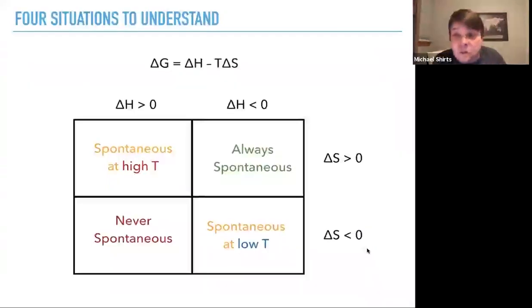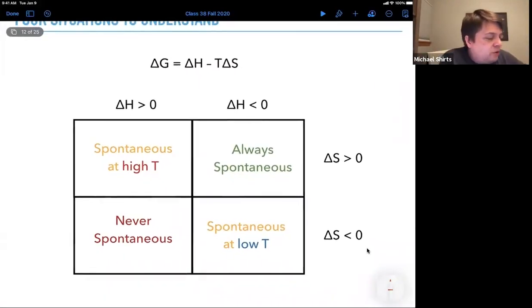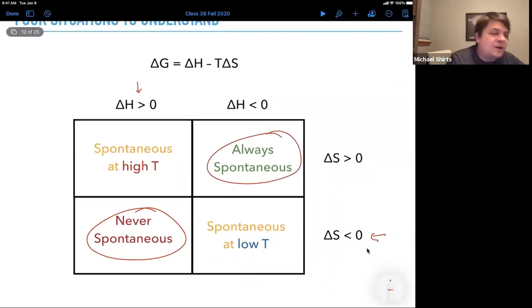Okay, so there are 4 possibilities to look at. So let's go through the squares. If it's an endothermic process and it decreases the entropy, there's really no driving force at all, right? There's nothing that will make that reaction go forward. It's decreasing the entropy of the universe in every way, so it's never spontaneous. On the other hand, if it's an exothermic process that increases the entropy, it's always going to be spontaneous. Whatever temperature you're at, it's always going to be favored.